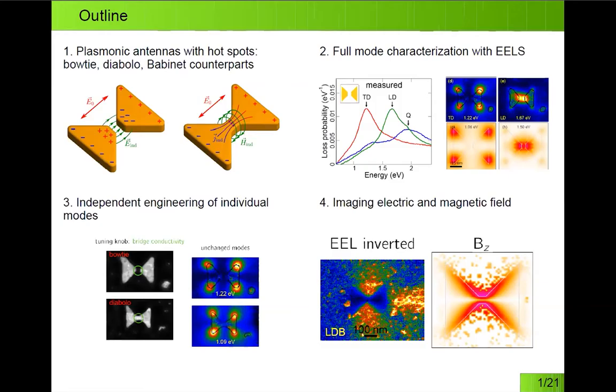So we are looking at two types of such objects, bowtie and double antennas, that separate the electric field hotspot and magnetic field hotspot respectively. I will show you that using electron energy loss spectroscopy, we are able to perform a complete modal characterization of such structures. So we know what kind of oscillations they support and what the local field related to them is.